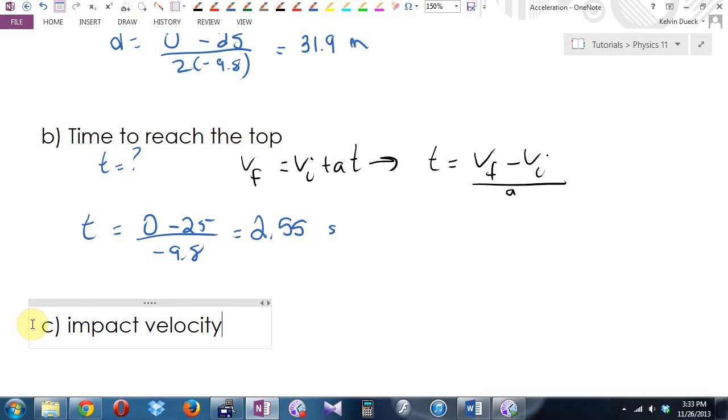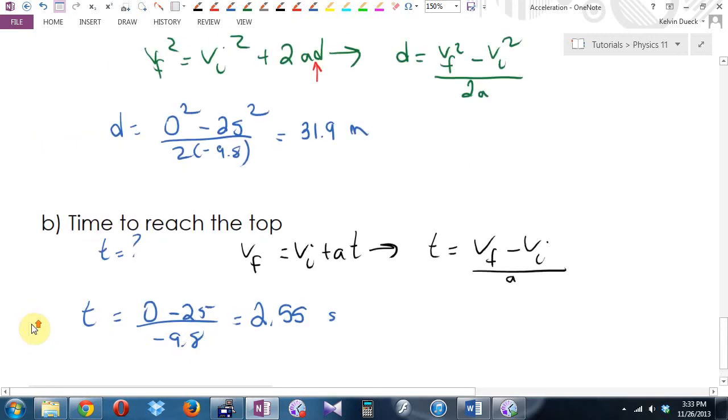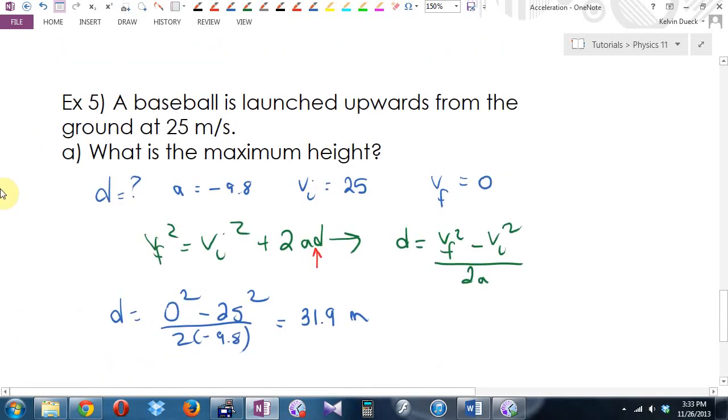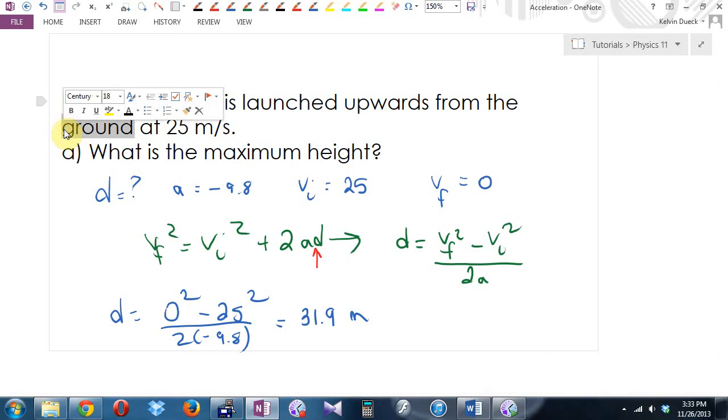This one is so easy that it's tough. What word did I just highlight? So how high are we starting? At a height of? How high are we starting? From a height of? How high are we ending? From a height of? What goes up must come down. So what's the final velocity? Negative 25.